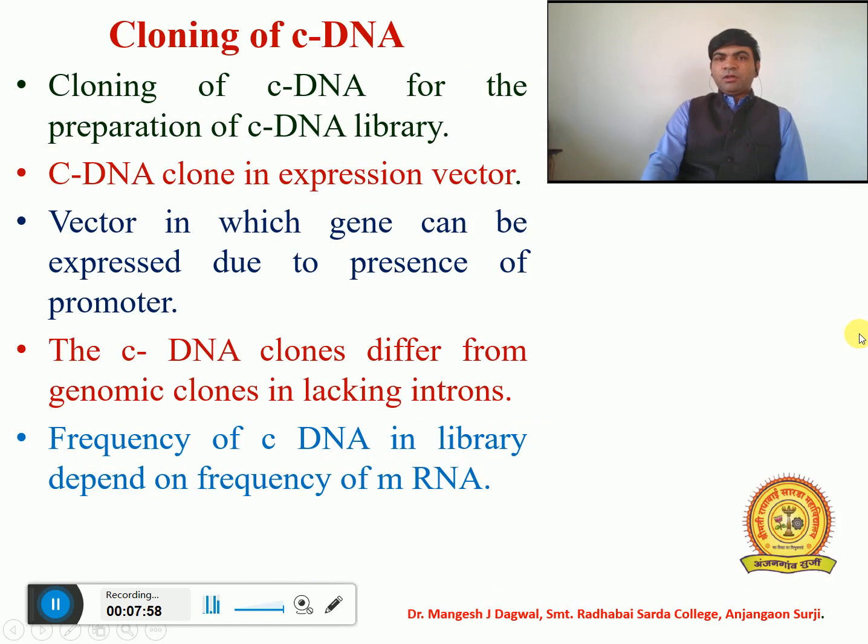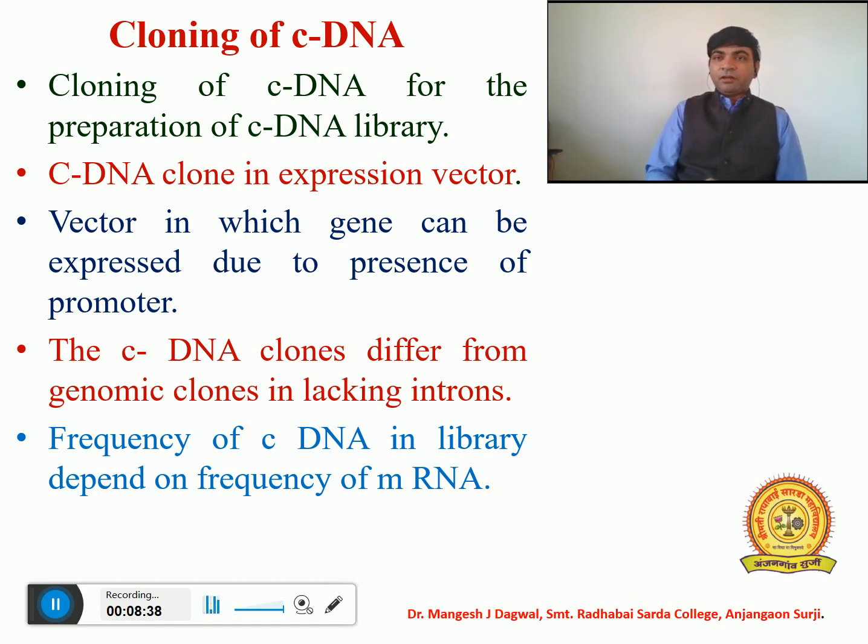Now after the formation of the complementary DNA, when we have a cDNA, then there is a cloning of the complementary DNA for the construction of the cDNA library. Now this cloning of the cDNA for the preparation of the cDNA library, cDNA is cloned in an expression vector. Now this plays a very important role, as we know that there are two types of vectors. One is the cloning vector, other is the expression vector. Cloning vector is only used for the cloning purpose. These do not undergo the expression. But in case of expression vector, it is a vector in which that gene can be expressed due to the presence of the promoter, that is called the expression vector.